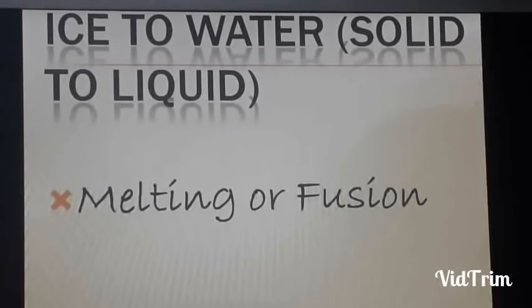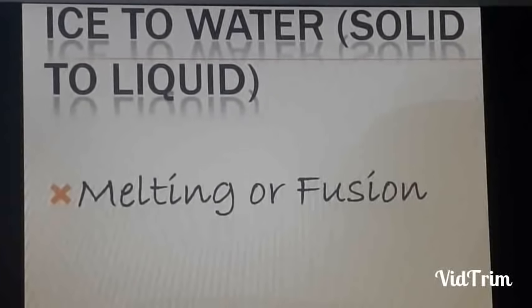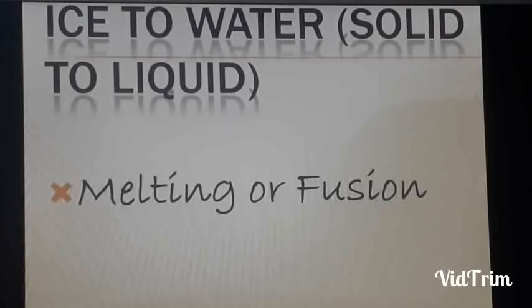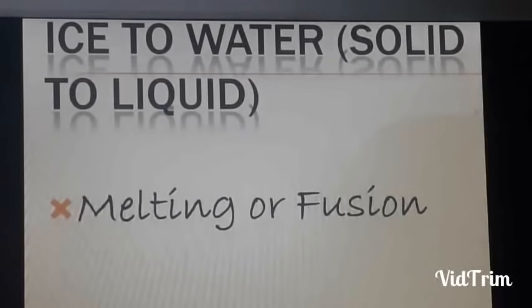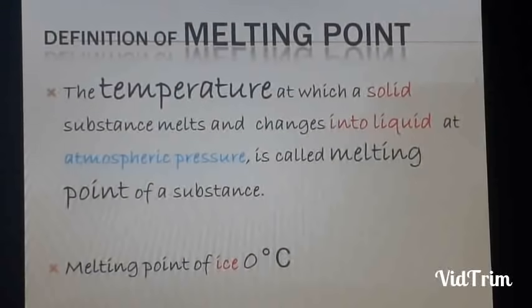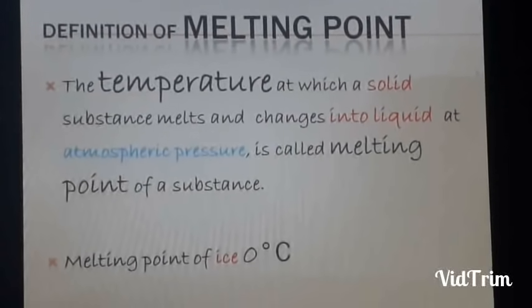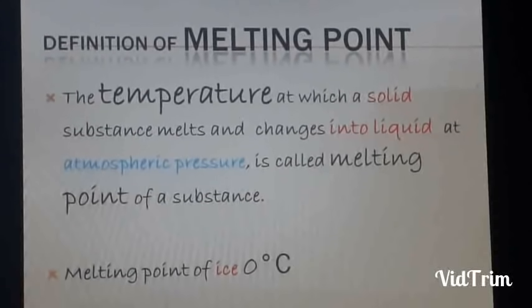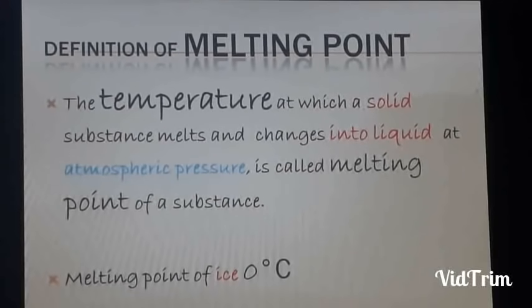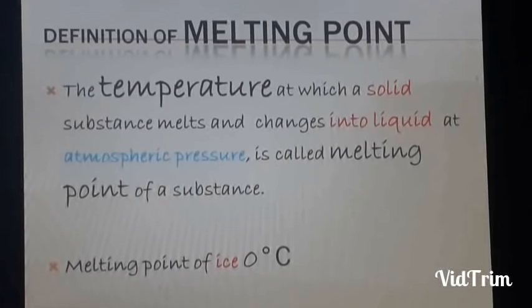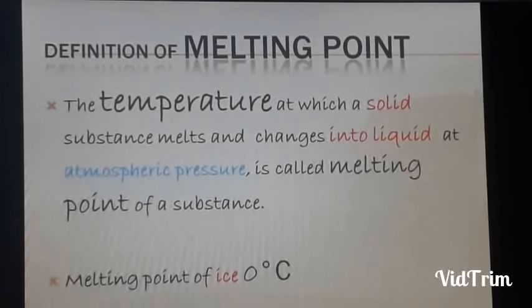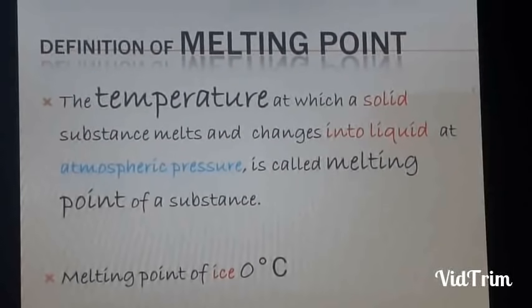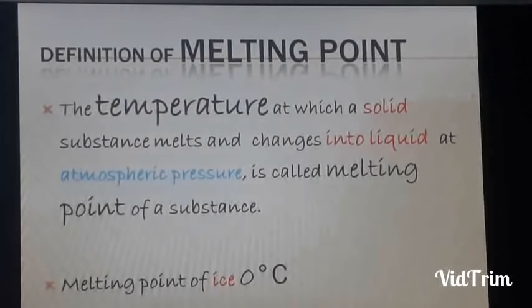So when we supply heat to solid, it is getting converted into a liquid. This process is what is called as melting, and another name for it is fusion. Understood? Solid getting converted to liquid on application of heat. That process is known as melting or fusion. Now when we talk about melting, at what temperature it should take place? Is there any fixed temperature, or at any temperature melting will start? No. So it is a fixed temperature.